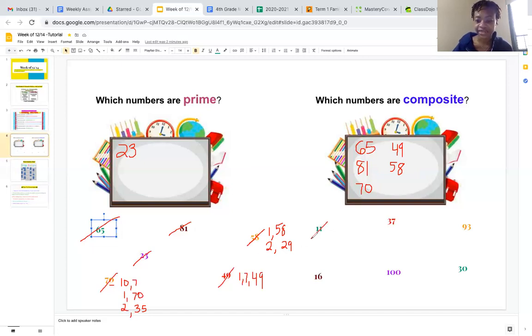58, and then we have 11. So 11 goes here because only 1 times 11 gives us 11. Let's keep going. 16. 16 is, if you guess composite, you're absolutely correct because there's 1 times 16. There's 2 times 8. And there's 4. Whoops, 4. Let me make this 4 look a little neater. 4 times 4. So here we already have 5 different factors. So 16 goes here.